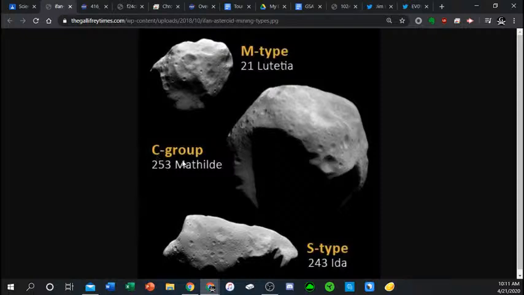C group or C-type asteroids, like Matilde, are high in carbon. And then S-types are high in silicates. Silicates form the basis to form bonds between minerals. So lots of rocks and minerals, high in carbons and possibly organics. And then M-types are high in iron and nickel. So there's three basic types. The majority of asteroids are C-types, about 70%, almost 3/4. And then S-types are the next most common, and then M-types are the rarer.